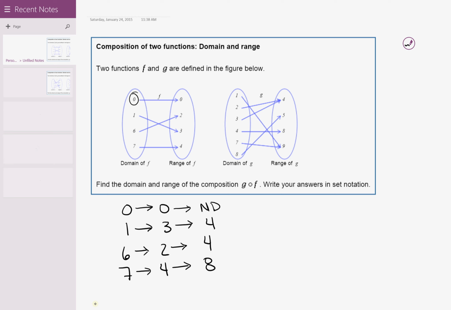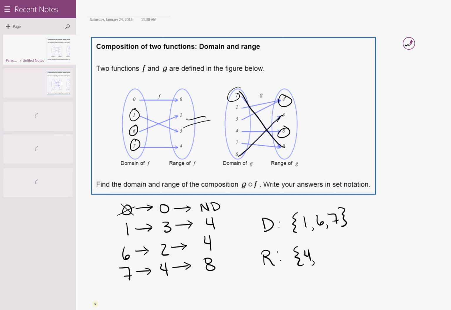So I kept 0, and I kept, no, I didn't keep 0. So that one doesn't work. I kept 1, 6, and 7, and I know why I dumped 0. Now over here, I kept 4 and 8. I need to figure out why I didn't keep 5 and 9. So the input that leads to 5 is 8, and that's not a possible output of f. And the input that leads to 9 is 1, and that's again not a possible output of f. So my domain here of the composition g of f is 1, 6, 7, and my range is just 4 and 8.